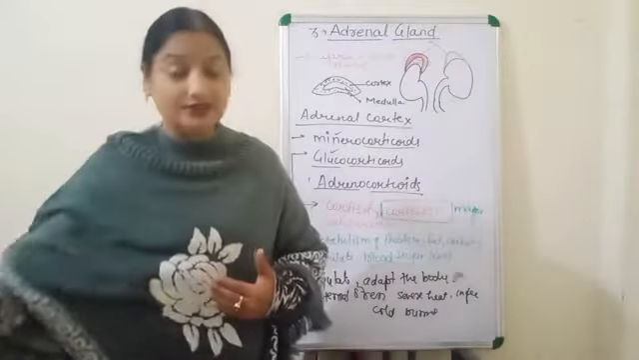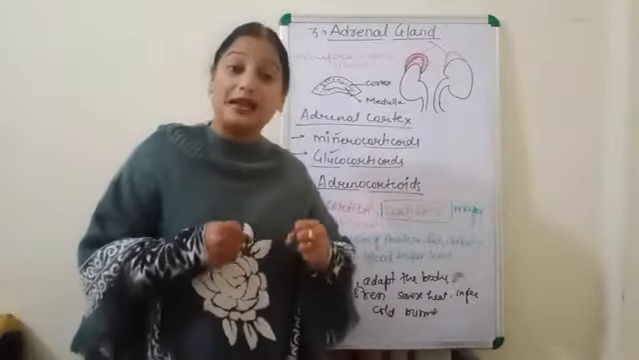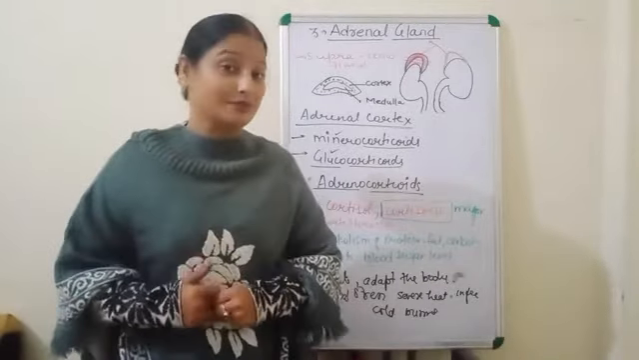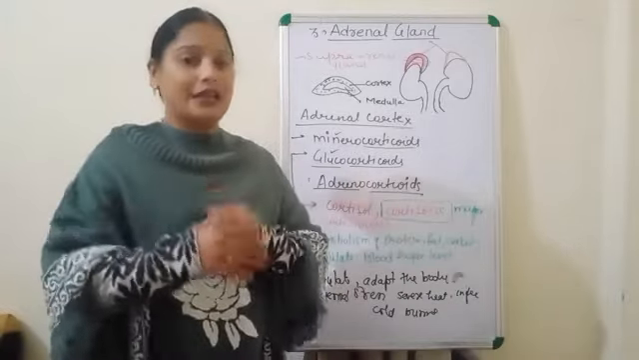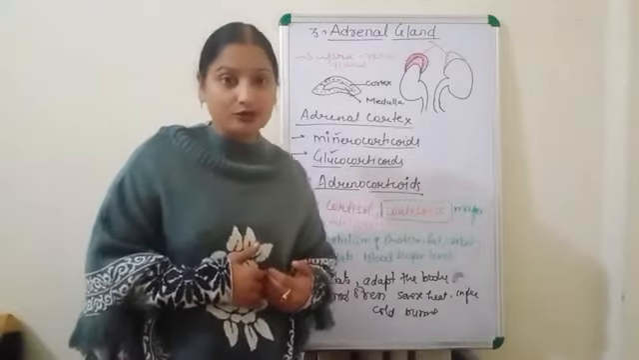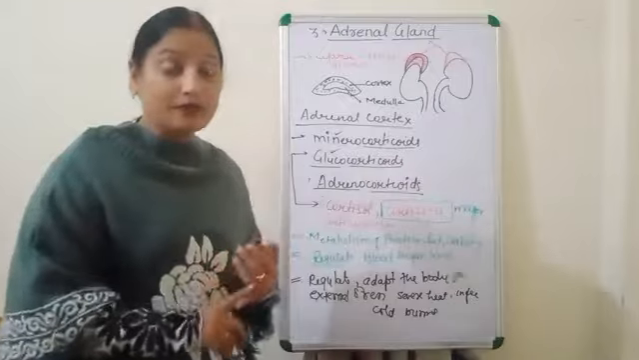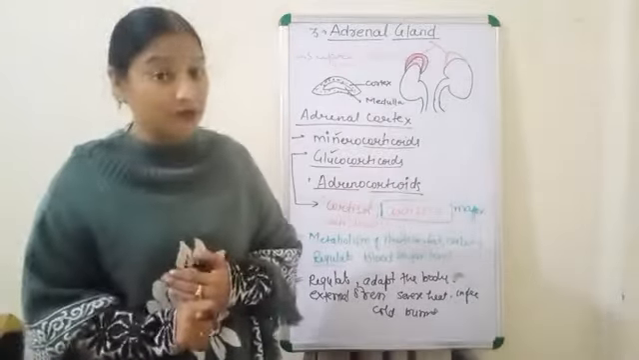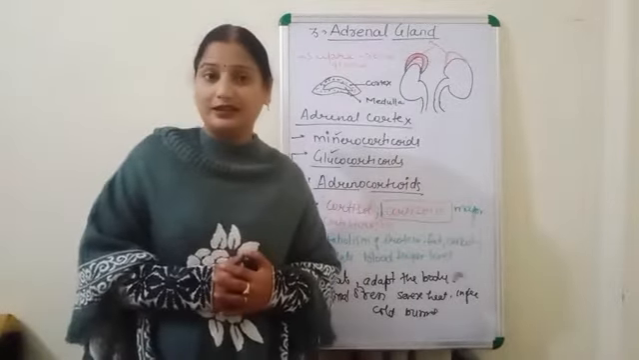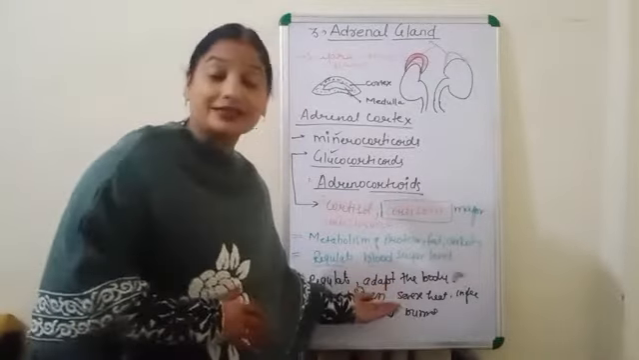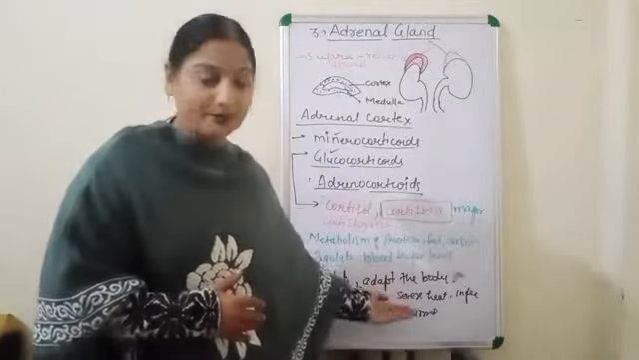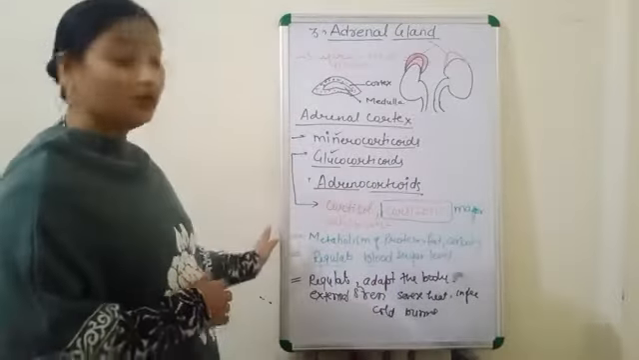If there is extra heat, then our body should be able to adapt to that hot temperature. If there is severe cold, then our body should be able to adapt to that also. If there is a cut or burn, then our body should be able to tolerate everything. So it is used to manage the stress that we get from the environment. So this is all about the glucocorticoids.